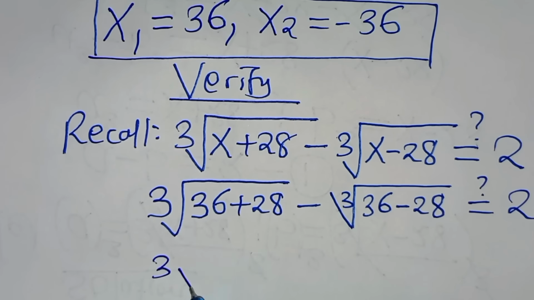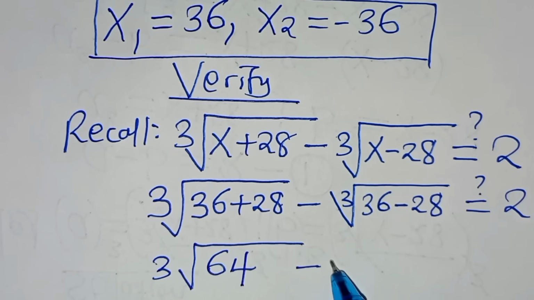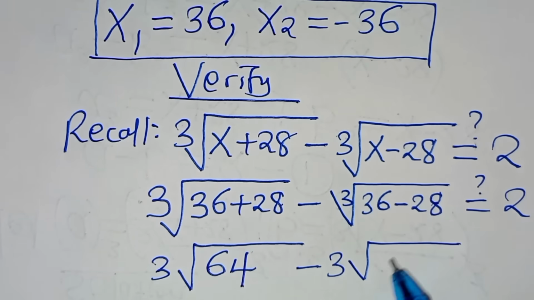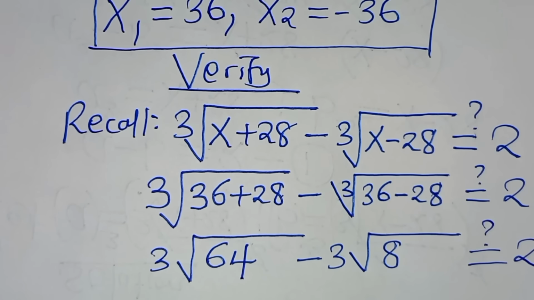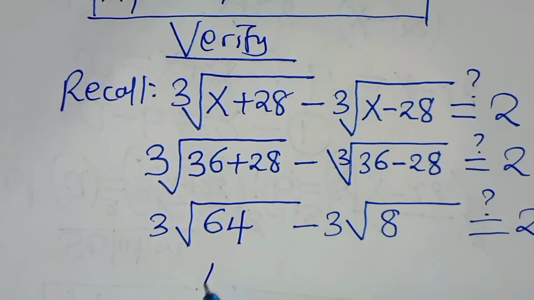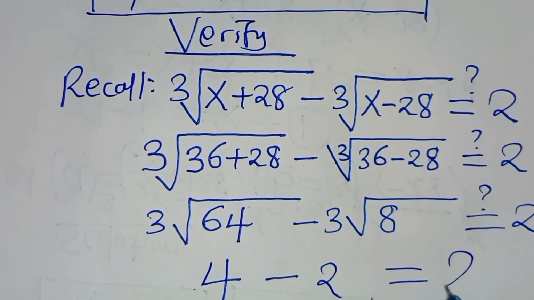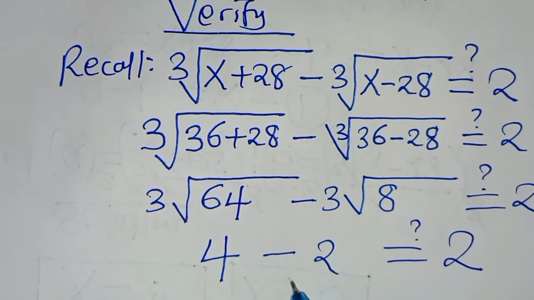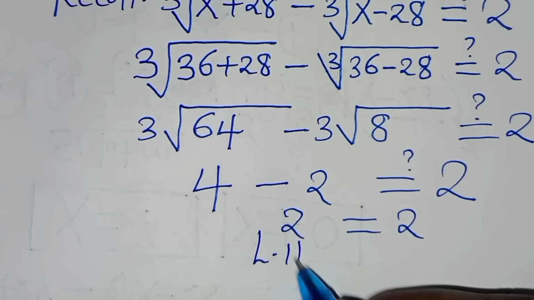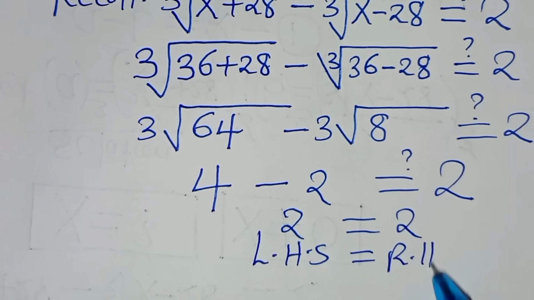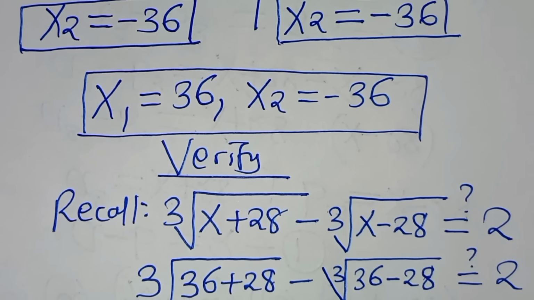So we have the cube root of 36 plus 28, which is equal to 64, subtract the cube root of 36 minus 28, which is equal to 8. This is supposed to give us a value of 2. So the cube root of 64 is 4, minus the cube root of 8, which is 2. This should give us a value of 2. 4 minus 2 is 2, and this is equal to 2. So this proves that the left-hand side is equal to the right-hand side, and this proves that x1 satisfies the equation as well as x2.